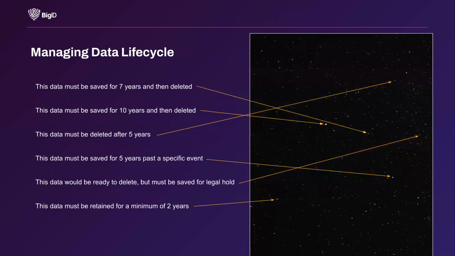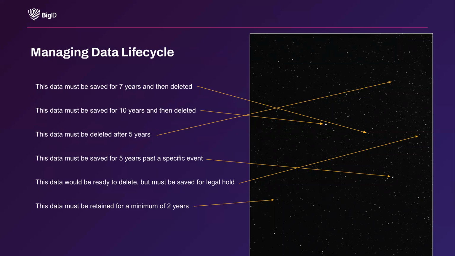Just as a visual, let's imagine that all these stars represent your data. They are vast, kind of out of reach, and just everywhere up in the sky. So if we think about all these stars as little data points, maybe this piece of data needs to be saved for 7 years and then deleted. And this other data needs to be saved for 10 years and deleted. This other data needs to be deleted after 5 years. Or data must be saved for 5 years past some specific event.